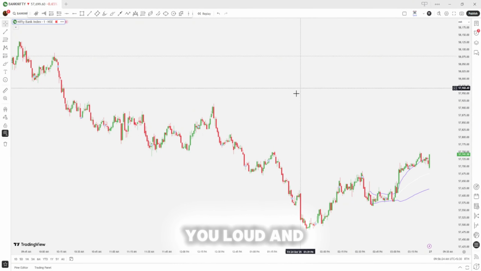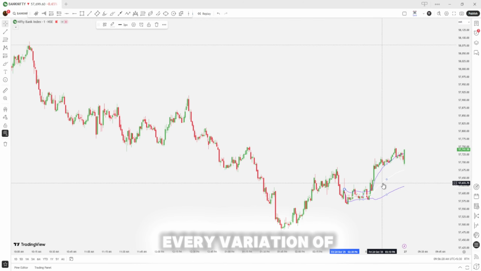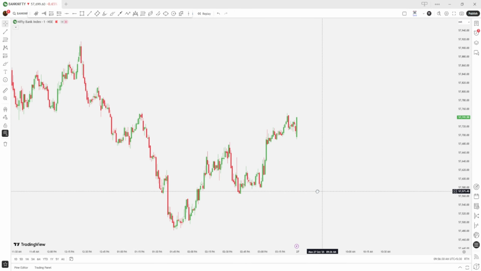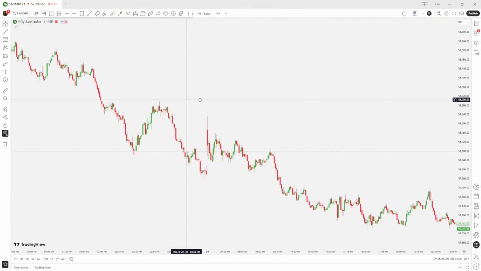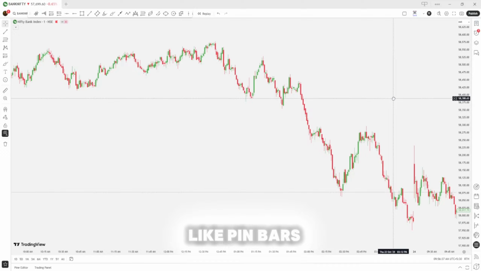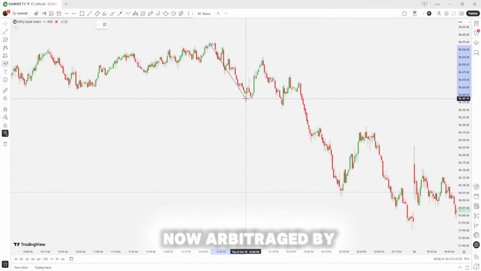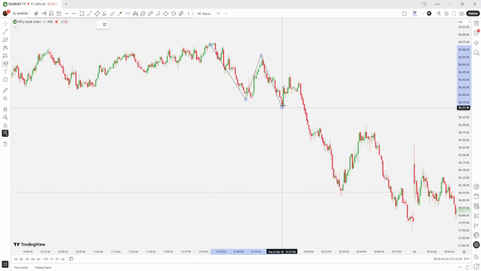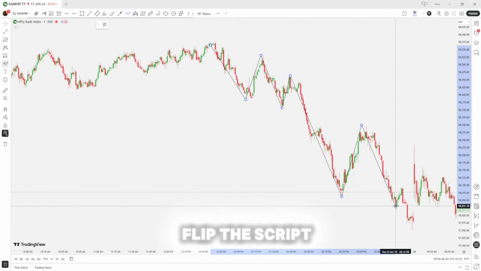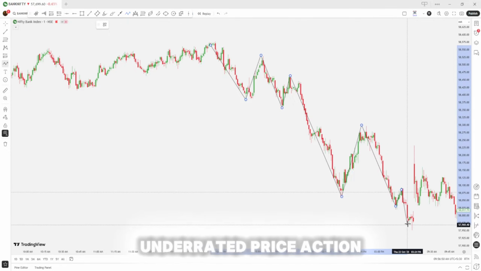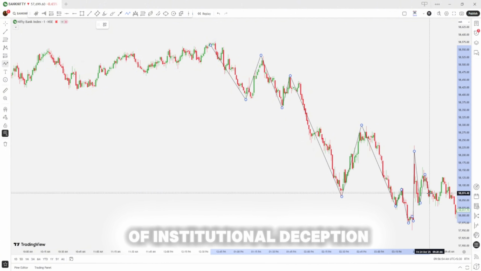Traders, I hear you loud and clear. If you've been around the block with price action, you've probably seen every variation of the usual suspects. And it's time to go deeper into territory that's truly off the beaten path. Those mainstream setups like pin bars or engulfing patterns, they're table stakes now, arbitraged by every algo on the street. To really dominate Nifty and Bank Nifty, where FII flows can flip the script in seconds, you need the underrated price action concepts that peel back the layers of institutional deception.